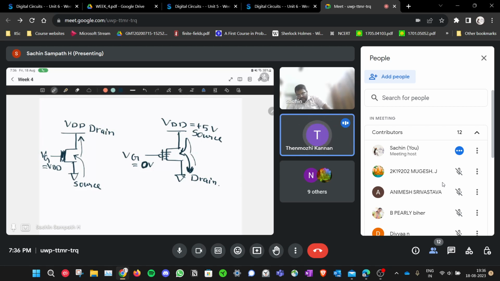Here you give plus 5 volts to the gate, and here you give 0 volts. Is that what you're asking? That's how this transistor is made.